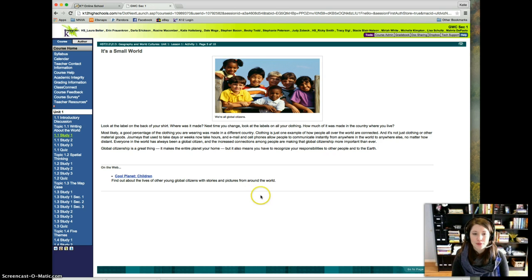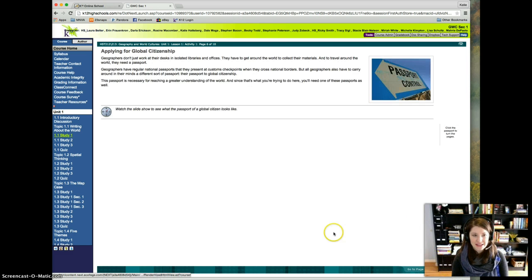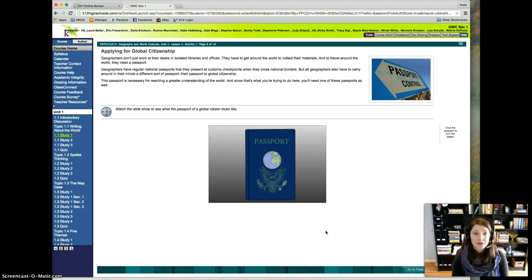It makes the entire planet your home, but it also means you have to recognize your responsibilities to other people and the Earth. Page 6. Applying for global citizenship. Geographers don't just work at their desks in isolated libraries and offices like I am today. They have to get around the world to collect their materials, and to travel around the world, they need a passport.